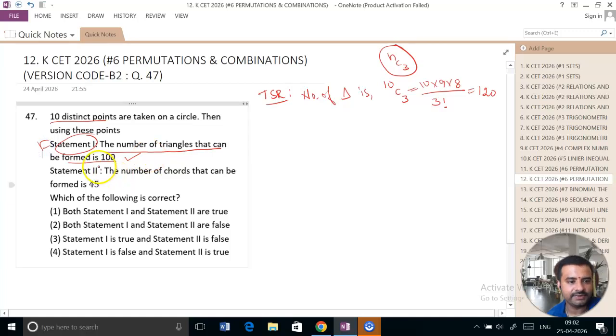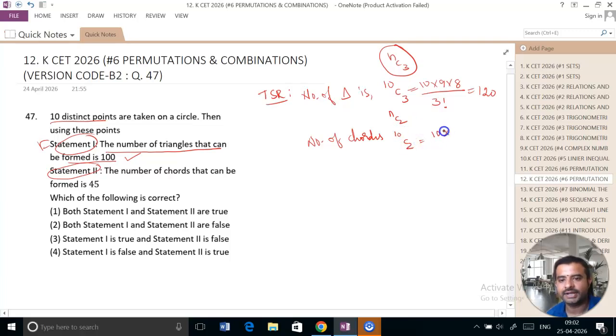So if you consider statement 2, number of cards, the time saving result is nC2. Here n they given 10, so 10C2. We have to write 2 numbers in decreasing order, and we have to take 2 factorial. 10 nines are 90, 90 by 2 is 45. Exactly they given 45 in statement 2. Statement 2 is true. Statement 1 is false, statement 2 is true. Option 4 is the right answer for question number 47, version code B2. Let's move on.